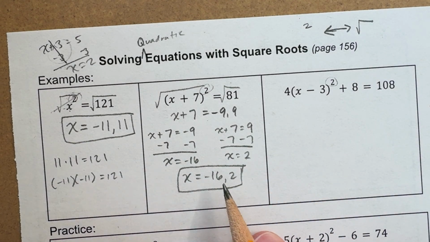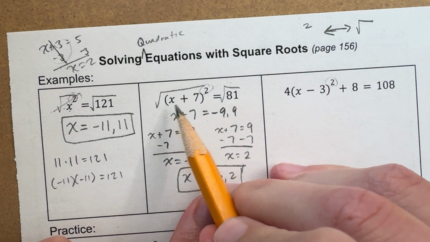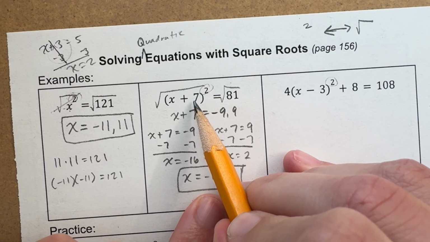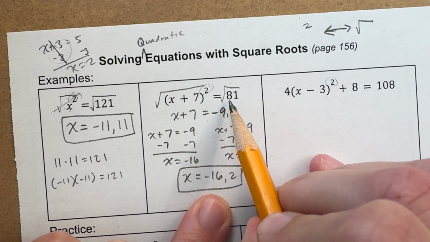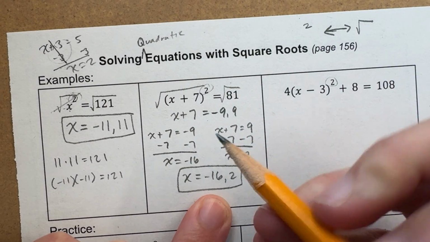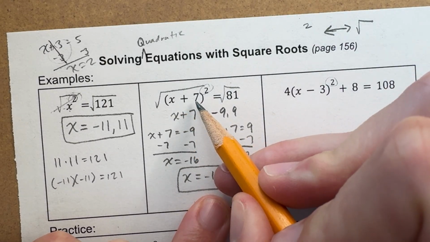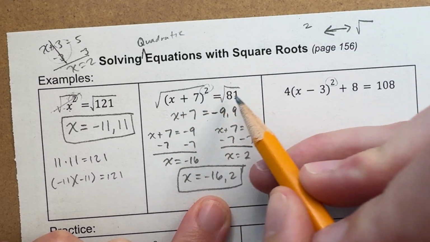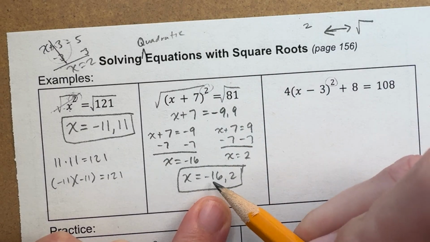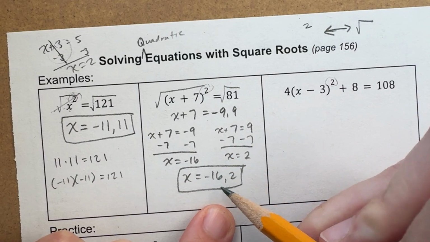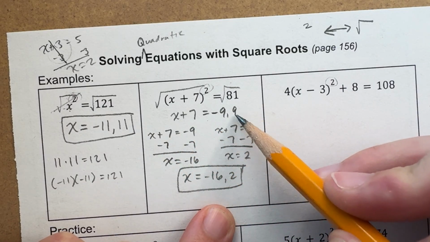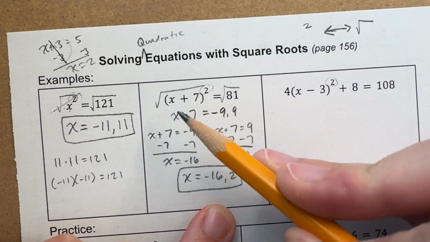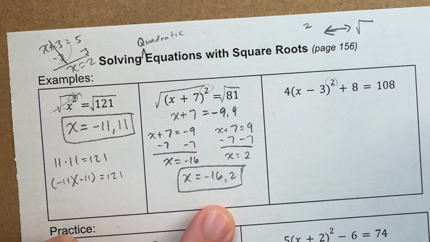Let's see. Negative 16, let's plug it in for x. Negative 16 plus 7, that's negative 9. Now this says negative 9 squared, that means negative 9 times negative 9. Oh hey, that does equal 81. Now if I plug in 2 right here, 2 plus 7, that's 9. 9 squared, that's 9 times 9. Oh, that also equals 81. So notice I have two different solutions here. The reason is that when I square root a number, I can get a positive or a negative answer. When I plug a number back in, 9 squared is 81, but negative 9 squared also equals 81.